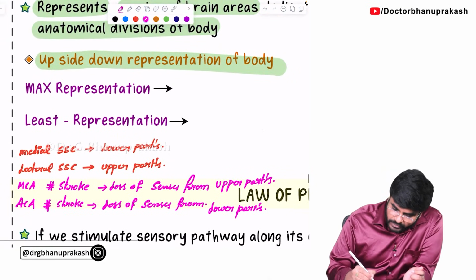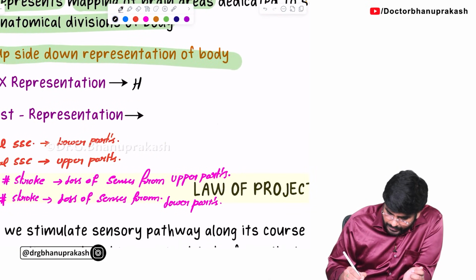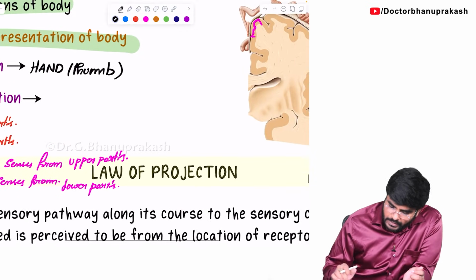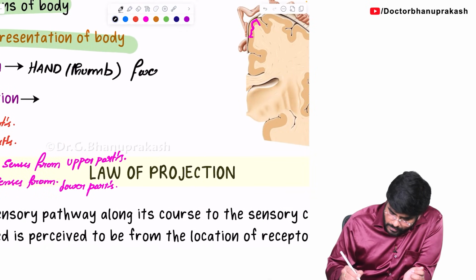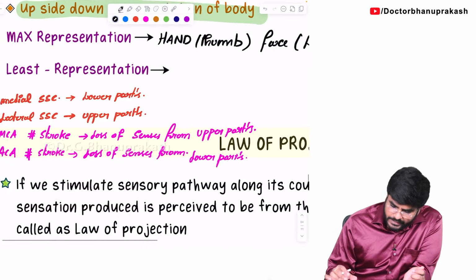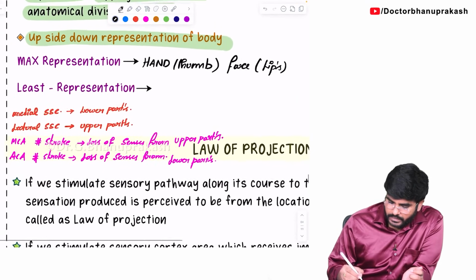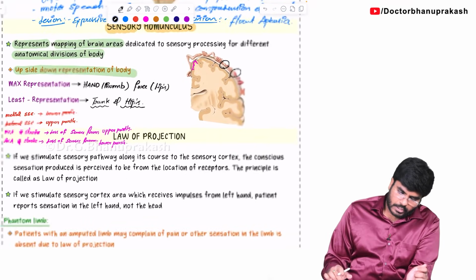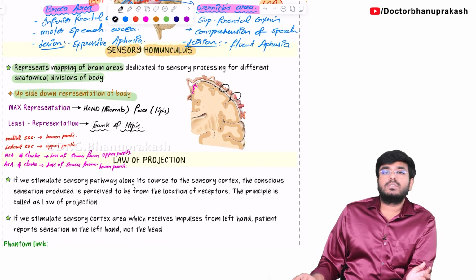Maximum representation is given for the hand, even in the hand, the thumb. Okay, the thumb has the maximum area, and in the face, the lips get the maximum area. That is why you can see here big lips, okay, a big thumb. Next, least representation is given for, okay, trunk and hips. The trunk and hip region has the least representation.